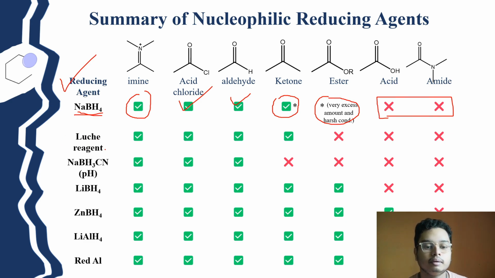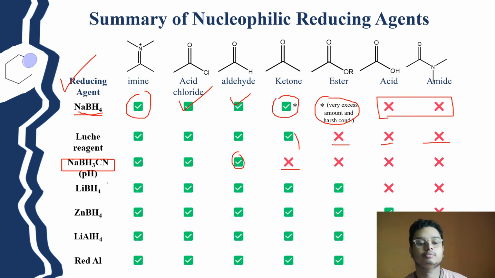Now, LiAlH reagent actually reduces ketone, but it will not reduce ester, acid, and amides. Now, NaBH3CN, the cyanoborohydride, is purely pH dependent. In lower pH condition, it reduces aldehyde, but ketone is not reduced by this. And in higher pH condition, aldehyde is also not reduced, but imine and acid chloride are reduced by sodium cyanoborohydride.